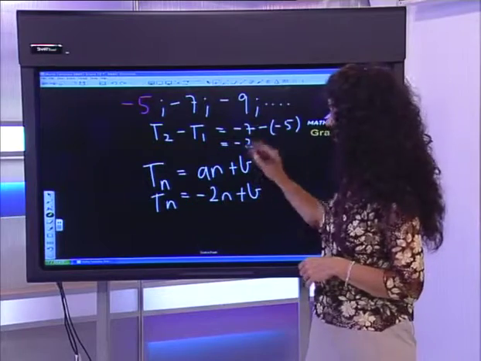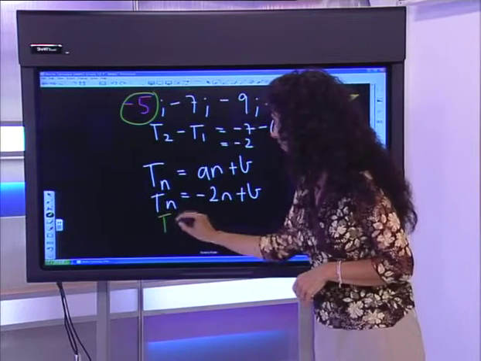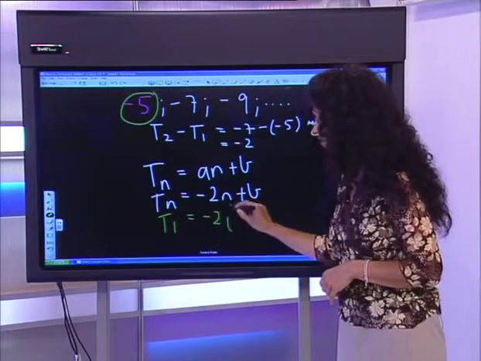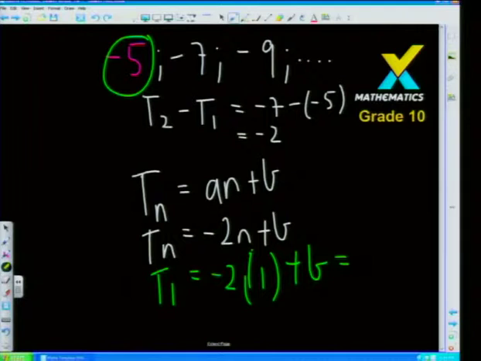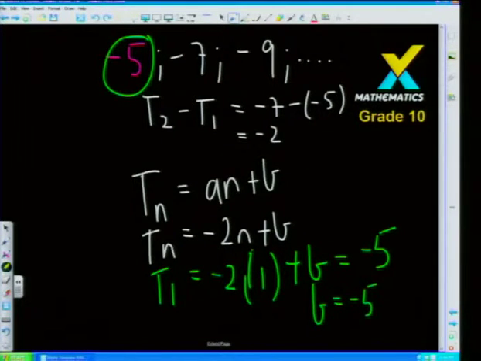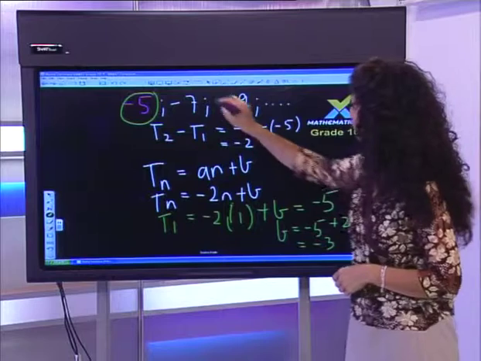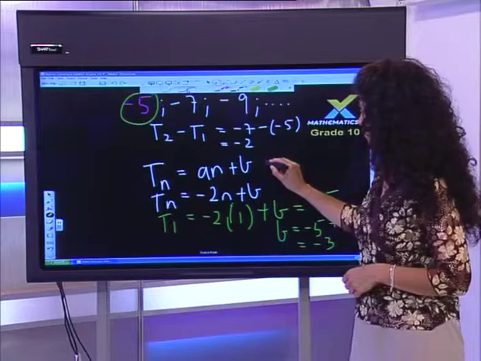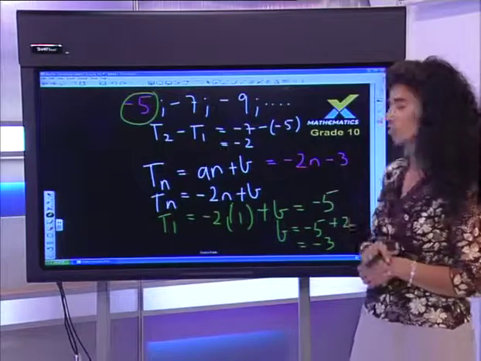How do we get to B? We take the first term, which in this case is -5. Remember, n stands for the number in the sequence, so it's 1. So -2 times 1 plus B is equal to -5. Let's solve for B. We get a -2 over here, so B is -5 plus 2, so B comes out as -3. So there we go, B can also be negative. So the Tn for this sequence is -2n minus 3. That's our general pattern.